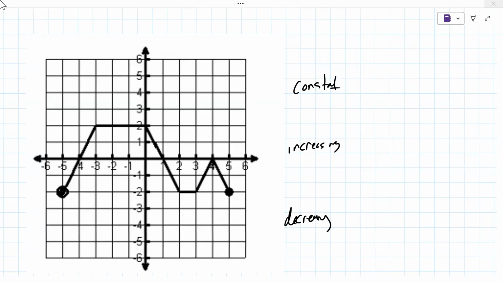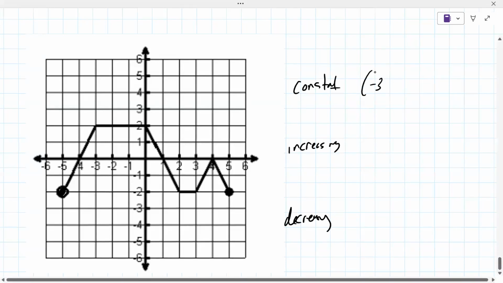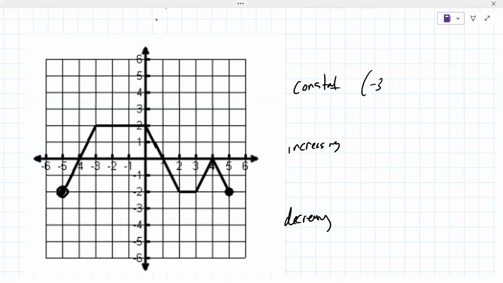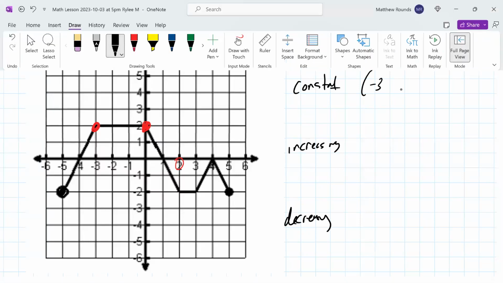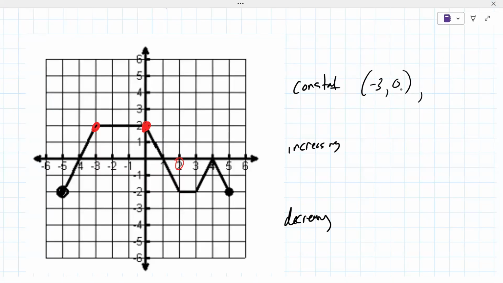Okay. The constant is -3 and 2. Nope. Where does it stop being constant? It's not at 2. Two is over here. So -3, what's the x value at that second red dot? The x value. 0. Yeah, 0. Okay, and then there's another interval. What's the next interval where it's constant? 2 and 3. Okay, very good.